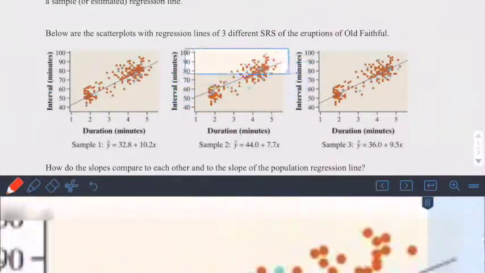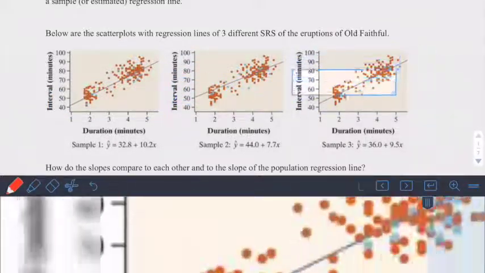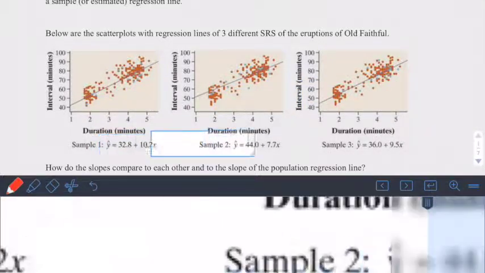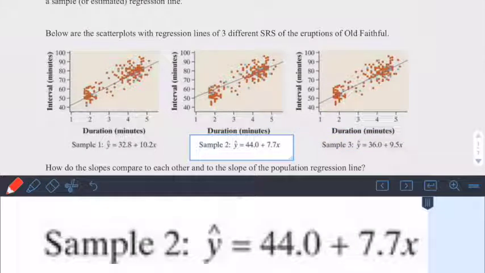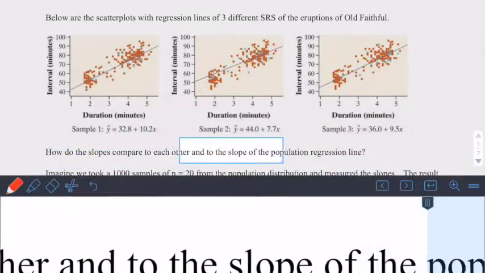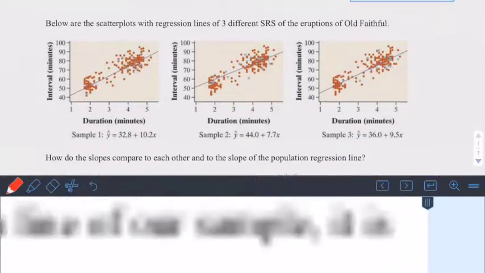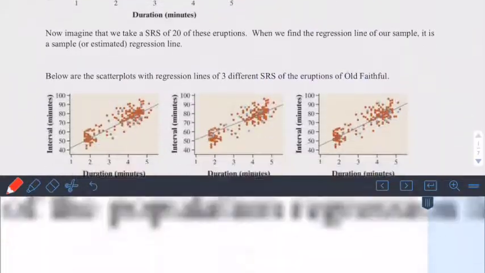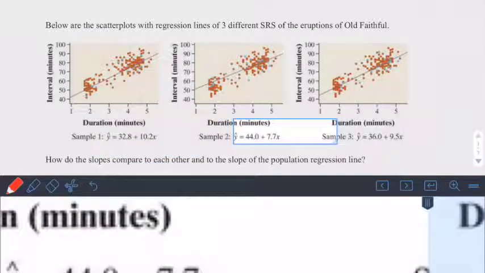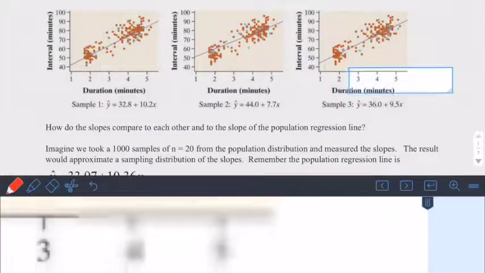So this was a different sample of blue dots, and this was a different sample of 20. Notice how the y-intercept and the slope vary. There's your sampling variability, aka that's why this is a statistic. How do the slopes compare to each other and the slope of the population? Well, the population, remember, was 10.36. This one was very close. This one was about 3 below. This one was 1 below.